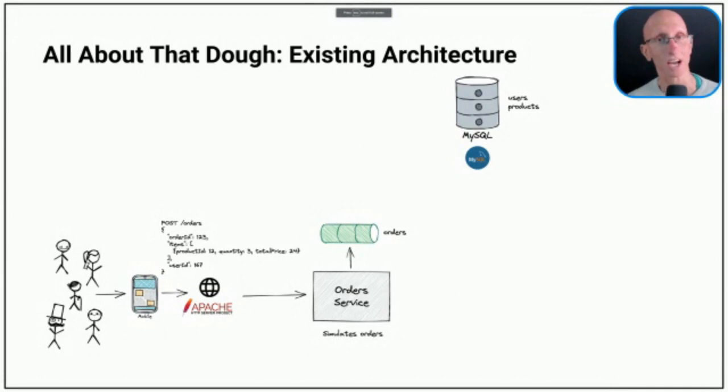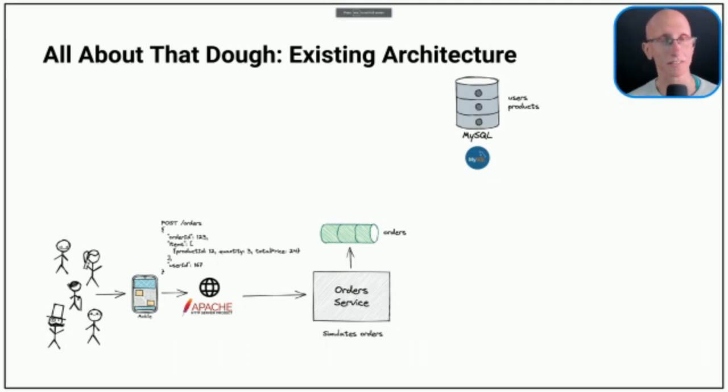Okay, so All About That Dough have an existing architecture which we can see now. So they're getting orders. We've got an orders simulator, which is simulating the people sending orders. We're putting those imaginary orders into the orders stream. And then we've also got some data in MySQL. So we've got a bunch of products and some users as well.